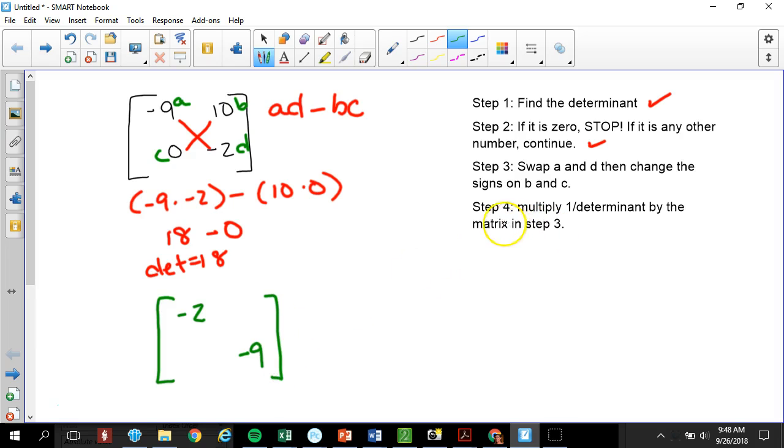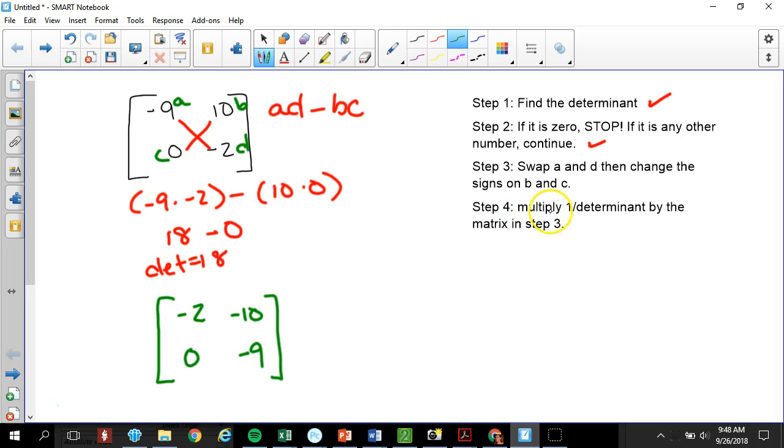And it says change the signs on B and C. So 10 is positive, so now I'm going to make that negative. 0, well, 0 you can't really change the sign of. But if it was a negative number, I would turn it positive. So if it was, say, negative 7, I would make a positive 7. Whatever number you have here, no matter what it is, you just change the sign. You're not moving B and C, you're only moving A and D. You're not changing the signs on A and D, you're only changing the signs on B and C. Okay, so now I have that.